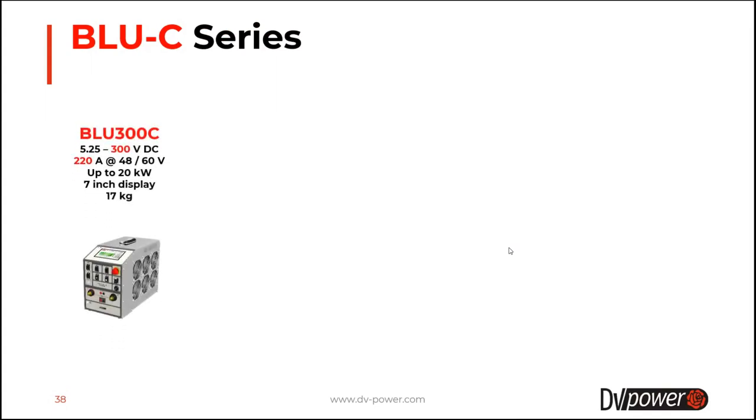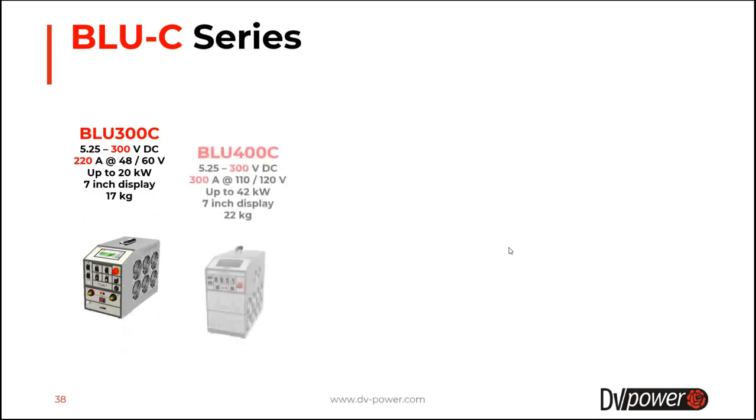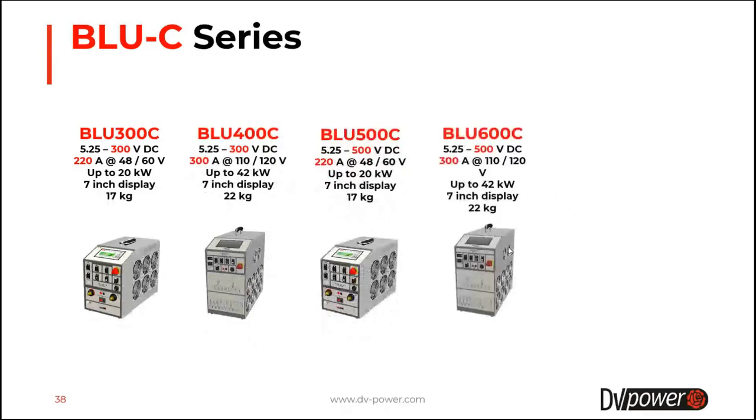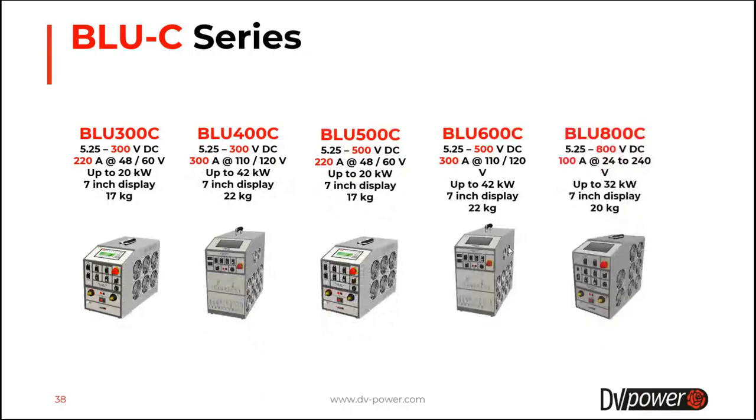We have different models of BLU C series. As you can see on this slide, 300C, 400C, 500C, 600C and 800C. Their differences are voltage levels, discharge currents, dimensions, weight, and power, maximum power. You can see how our devices look like and their main technical specifications here.